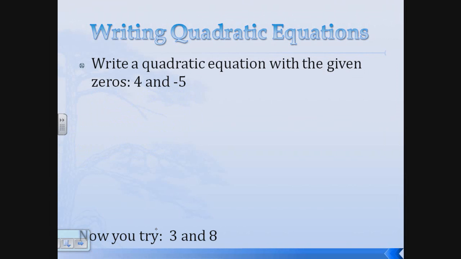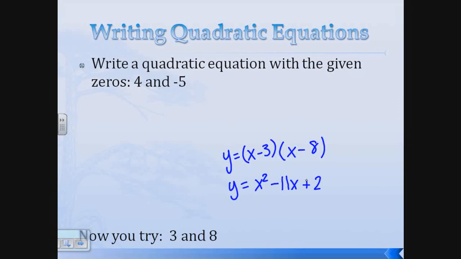So try this problem, same thing. Write a quadratic equation with the given zeros of 3 and 8. Make sure you pause the video and then replay when you're ready to see the answer. So here the answers would be y equals x minus 3 and x minus 8. When you FOIL it out, it would become y equals x squared minus 11x plus 24.